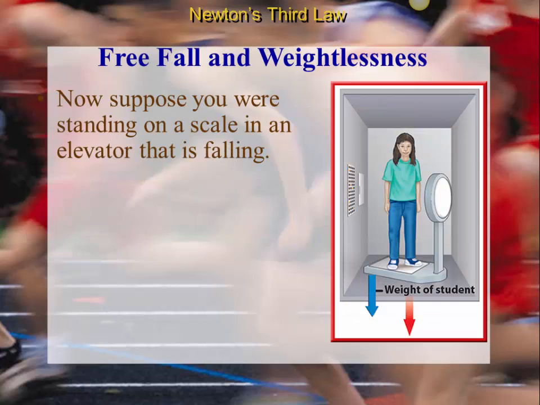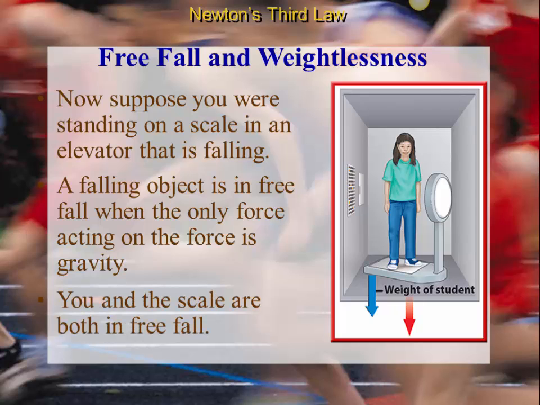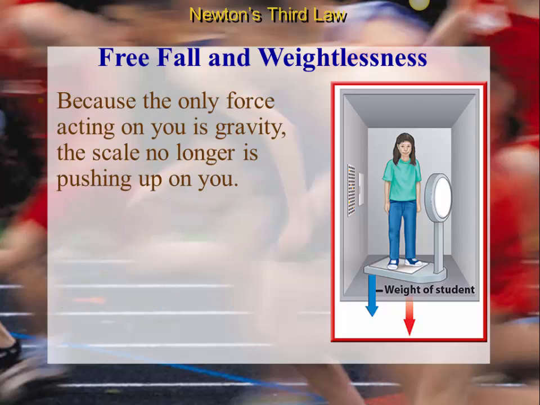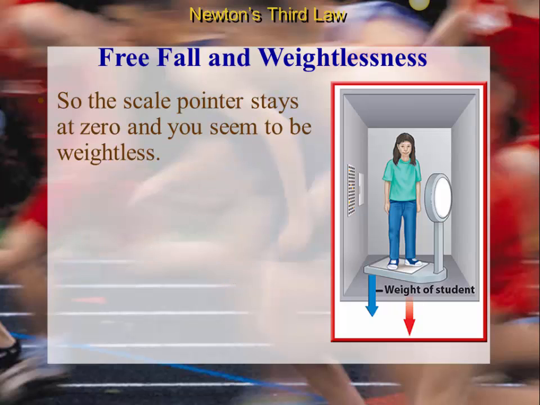And now suppose you are in an elevator and the elevator starts to fall. A falling object is in free fall when the only force acting on it is gravity. So gravity is the only thing that's going to be affecting you, but you're both in free fall. Because the only force acting on you is gravity, the scale is no longer pushing up on you. And according to Newton's third law, you no longer push down on the scale. So if the scale is not pushing up on you, you're not pushing down on it, which means the scale is going to read 0 and you're going to seem like you're weightless.